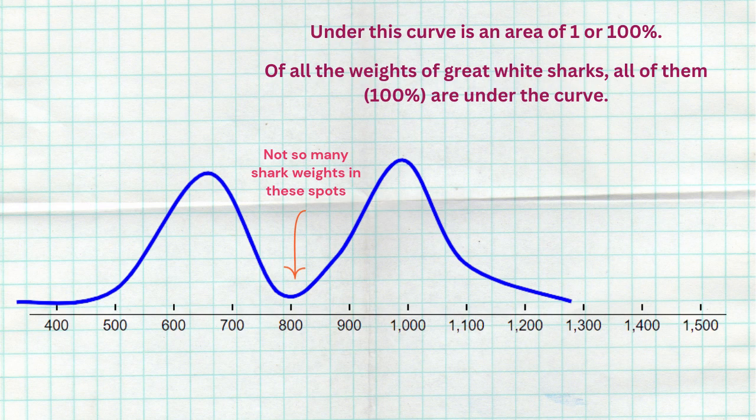And then we also see that to the far right, it gets less and less. So it would be very unlikely for a shark to weigh over 1,200 kilograms. And it would be the same thing on the other side. It'd be weird for a shark to weigh under 400 kilograms. It doesn't mean that there's no sharks down there. There's just fewer of them.